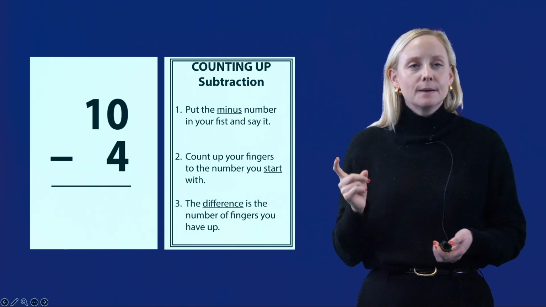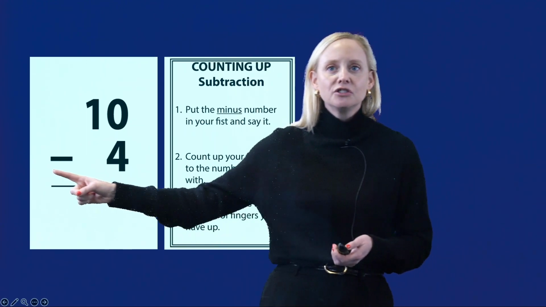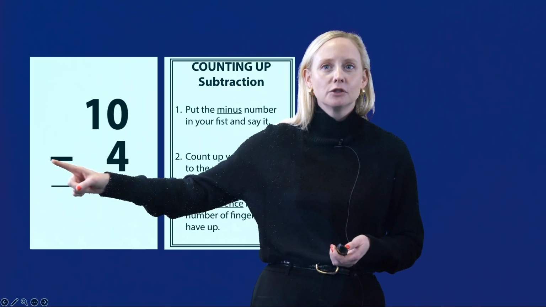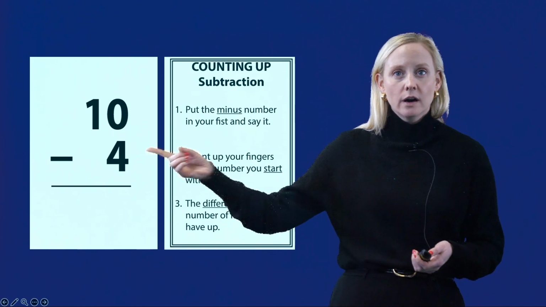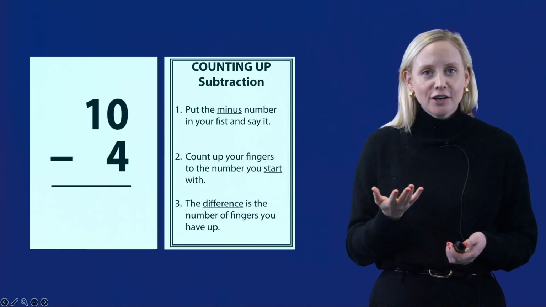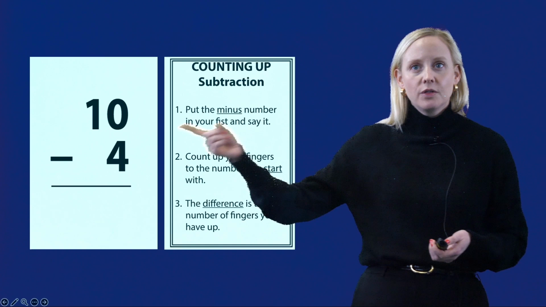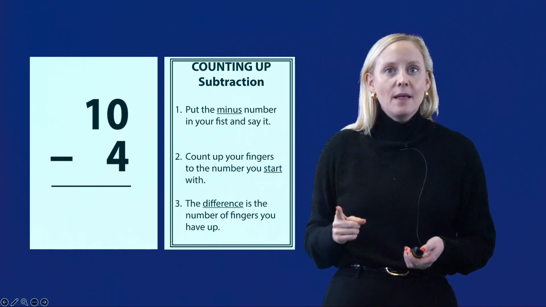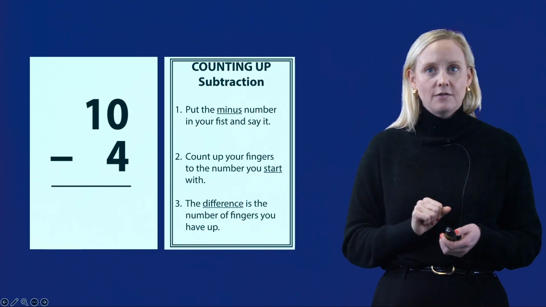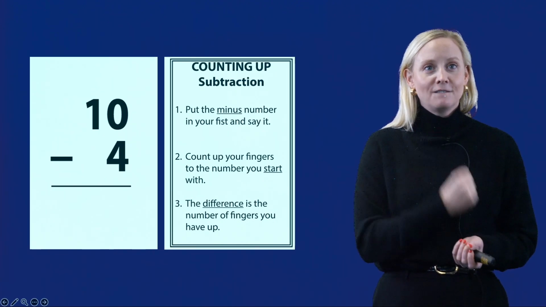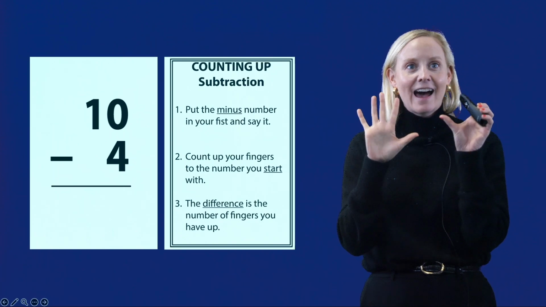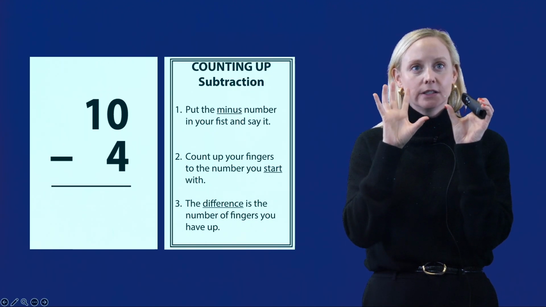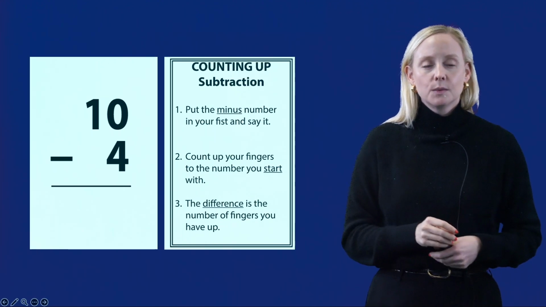Same thing for counting up subtraction. We put the minus number in our fist and say it, and we teach students that the minus number is the number directly after the minus sign. So here our minus number is 4, and then we're going to count up the fingers to the number we start with. Well, the number we start with is 10, and then the difference is the number of fingers we have up. So here we will say 4, 5, 6, 7, 8, 9, 10. I have 6 fingers up, so my difference is 6. So all together it would look like this.